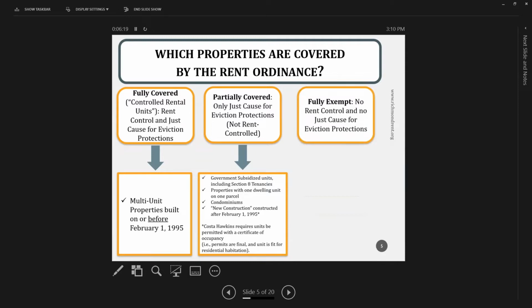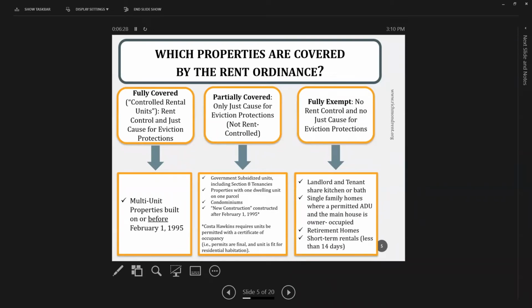Some properties are fully exempt from the rent ordinance, meaning no rent control or just cause applies. These include room rentals in a landlord's primary residence where the landlord and tenant share a kitchen or bathroom. Full exemption also applies to owner-occupied single-family homes where the landlord rents out a permitted accessory dwelling unit or ADU. Retirement homes and short-term rentals are fully exempt.